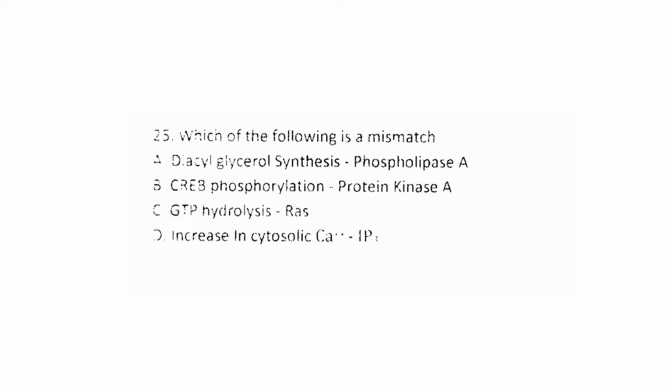Which of the following is a mismatch? So GTP hydrolysis, RAS is a GTPase protein. It is involved in GTP hydrolysis. Its activity is monitored by GTP and GDP switch. Increase in cytosolic calcium related to IP3 signaling. CREB phosphorylation, protein kinase A. All these three are right. Diacylglycerol synthesis. So this is actually a mismatch. Diacylglycerol synthesis is catalyzed by phospholipase C. So this is a mismatch.